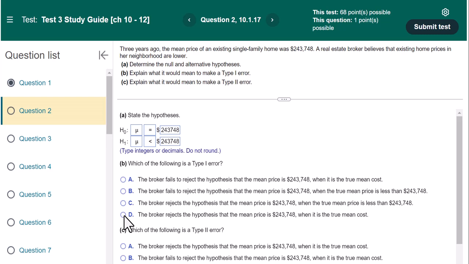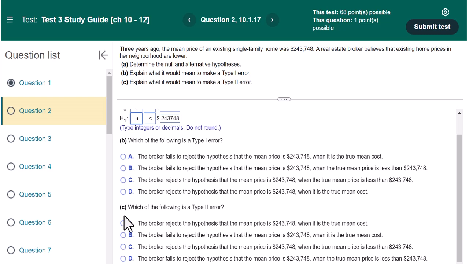Which of the following is type 2 error? Type 2 is the probability of failing to reject a null hypothesis when it is false. So you have to look for where it says fail to reject the null hypothesis. And if you look at D, the broker fails to reject the hypothesis that the mean price is 243,748 when the true mean price is not 243,748, it's less. So that would be D.